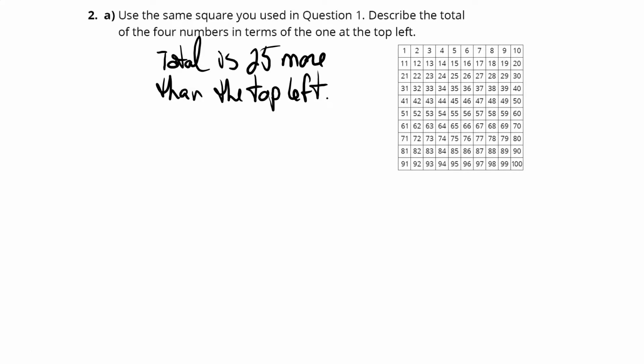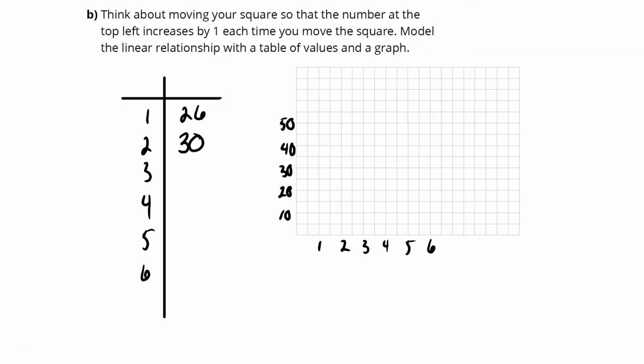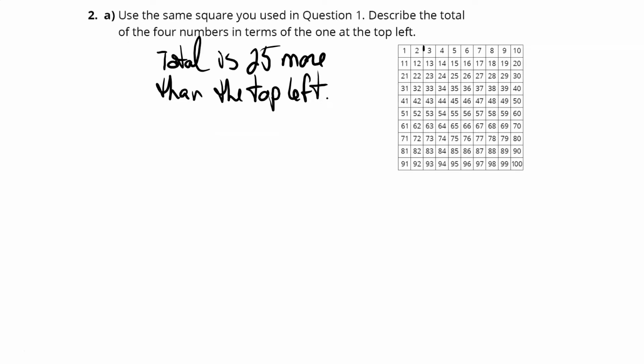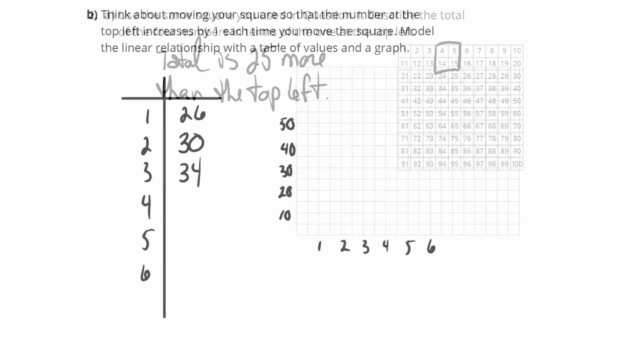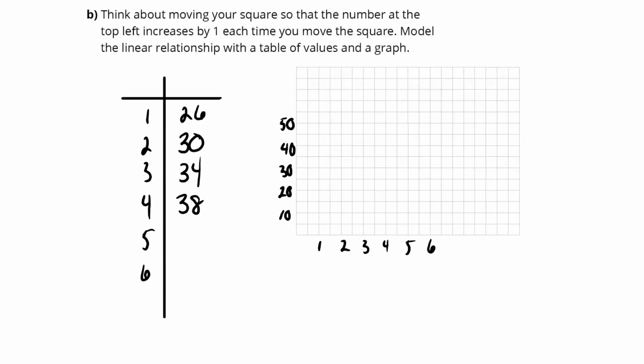Now, as we move that square over 1, the total now is 12 plus 13 is 25, plus another 5 makes 30. So we'll add that into our table of values. Go back, move the square again. And this time we've got 27 plus 7, which is 34. And we'll do one more just to check things out. 29 plus 9 gives us 38. And we can see what's shaping up here. If we look at the difference between each of these, we can see that the difference is always 4.